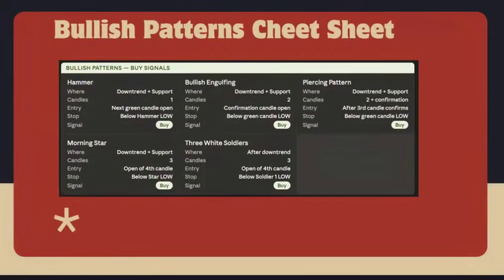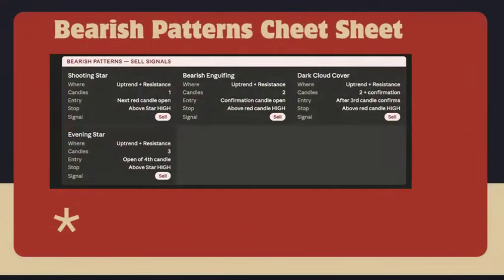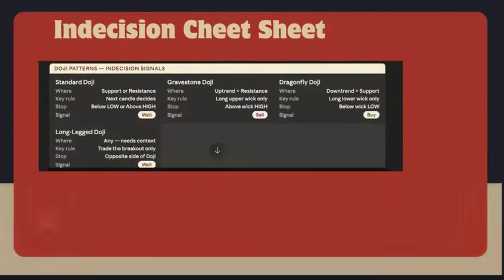So these are the bullish pattern cheat sheet. We do have a bearish pattern cheat sheet and an indecision cheat sheet.